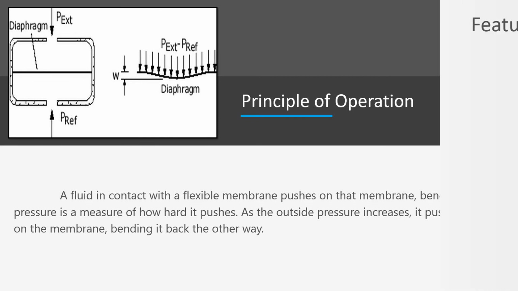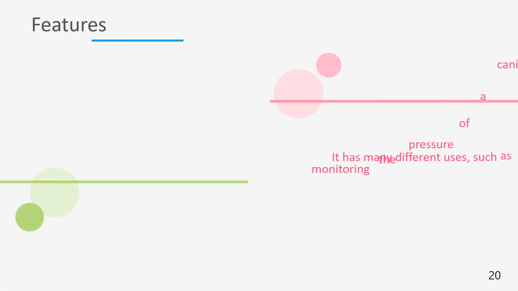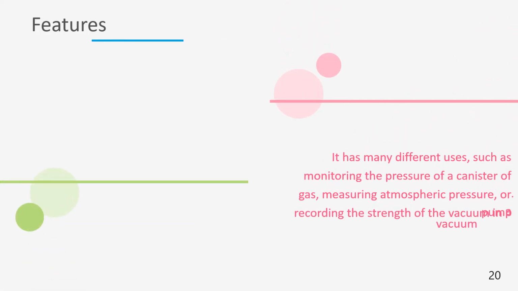So here we have the features. It has many different uses such as monitoring the pressure of a container of gas, measuring the atmospheric pressure, or recording the strength of the vacuum in a vacuum pump.